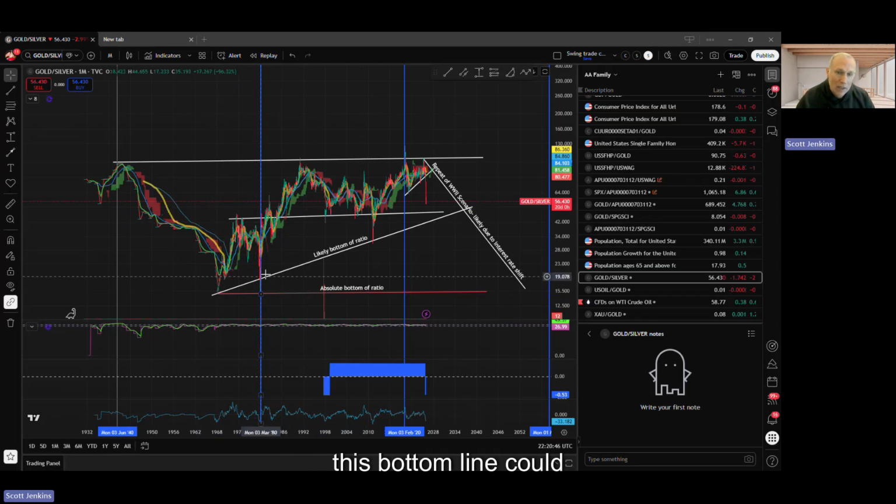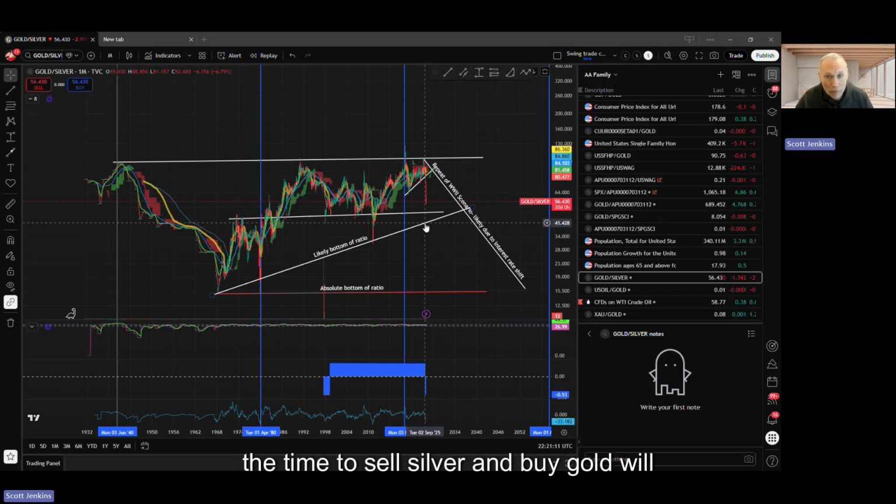So this bottom line could form some resistance. The ratio of gold to silver may drop into the 40 range. Okay, if it does, right here, see what this chart does. If it consolidates and breaks downward, the time to buy gold has not yet occurred. But if it breaks upward, the time to sell silver and buy gold will have occurred.